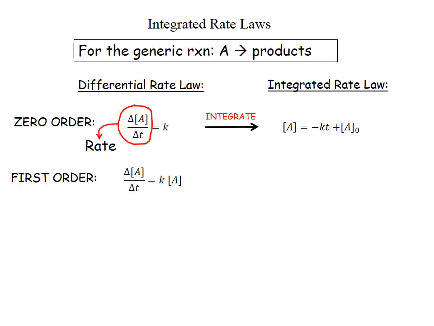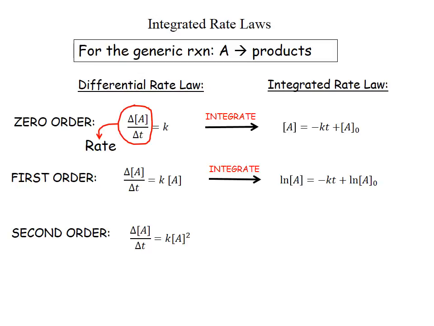First order reactions look like this, where rate is equal to the rate constant times the concentration of A to the first power. That's why it's first order. If we integrate that, we get this form of an integrated rate law. And then, of course, second order: this is the differential rate law that we're used to looking at, where the rate is proportional to A squared, the square of the concentration of A. That's why it's second order, because the power is the second power. If we integrate that, we get this form of a second order rate law.